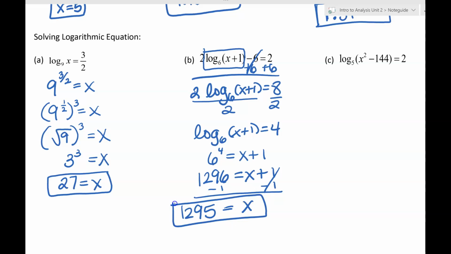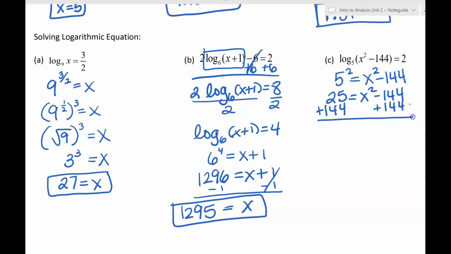All right, my last one, part C, already has the log alone, so I'm going to rewrite it. 5 to the 2nd power equals x squared minus 144. So this is 25 equals x squared minus 144. And since the x squared is the only x in the problem, I can actually get it alone and square root. So that's what I'm going to do. So I get 169 equals x squared. If I square root both sides, I get x equals plus or minus 13.